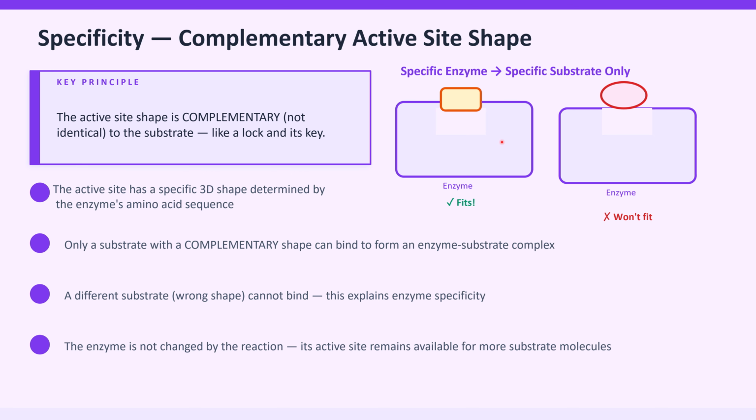Let's look at the diagrams. On the left, we have the correct substrate. It's a perfect match for the active site. It fits. An enzyme substrate complex forms and the reaction proceeds. On the right, we have a different substrate, the oval. Even though it's nearby, it has the wrong shape, it cannot bind. This is exactly why enzymes are specific. They literally ignore molecules that don't fit their active site.